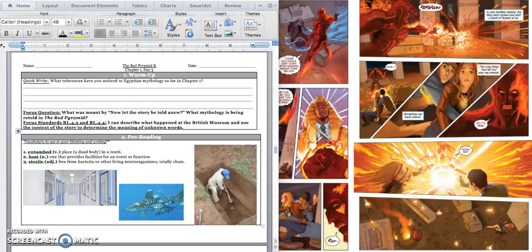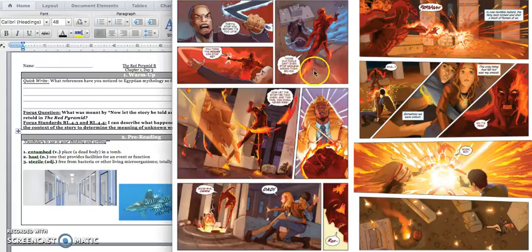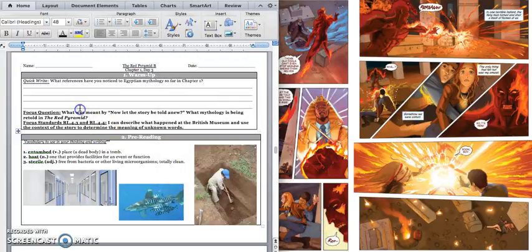It says, what references have you noticed to Egyptian mythology so far in chapter 1? And so you can talk about who you think the red man is. You can talk about why that red man called Julius Osiris. You can talk about Kate, Sadie, and Carter's amulets. There's a lot of different things you could talk about. Press pause to write down your answer and play when you're ready for the focus question.